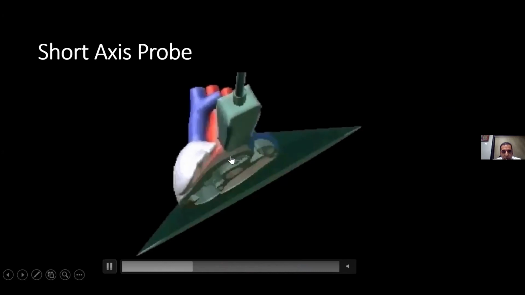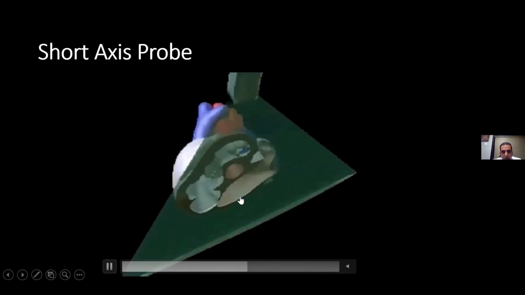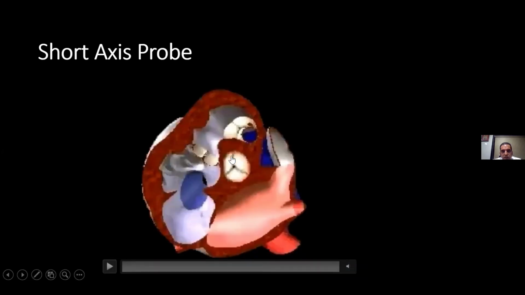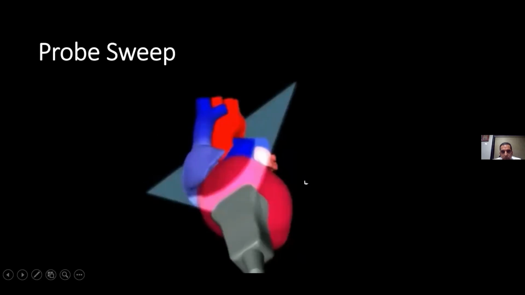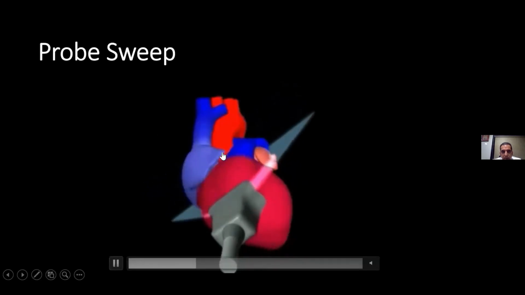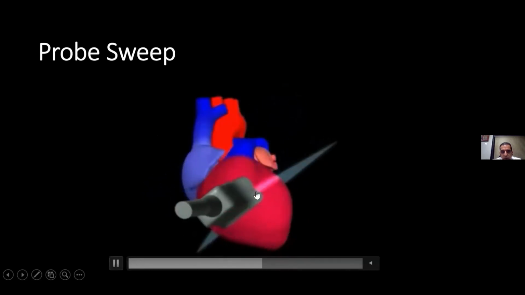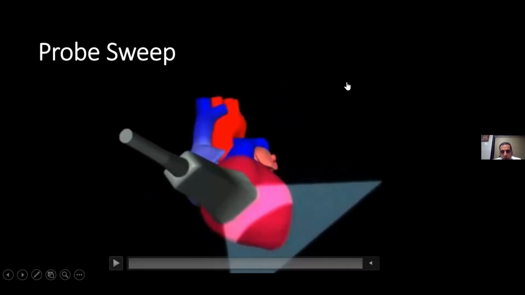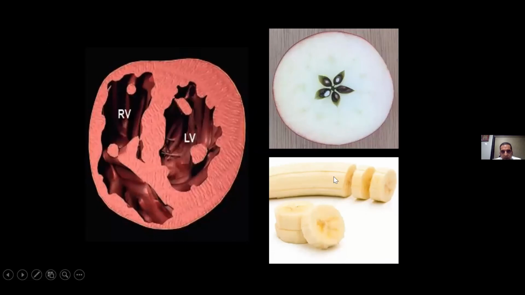See, this is the beam which has cut the heart cross-sectionally in short axis. And this is the base view. From the base you will see the Mercedes-Benz sign view. And this is the sweep from the base of the heart going towards the apex of the heart. This is something like a fruit chart. The banana has been cut cross sectionally, the apple is cut like this. This is your short axis view.